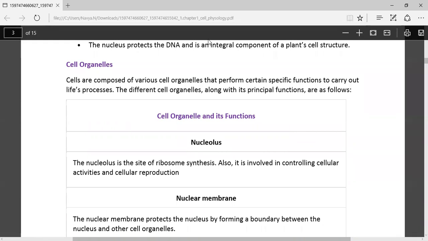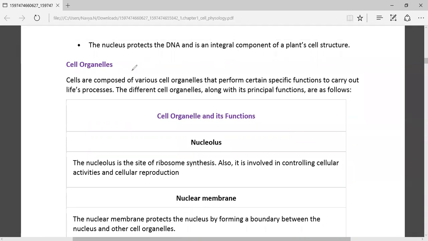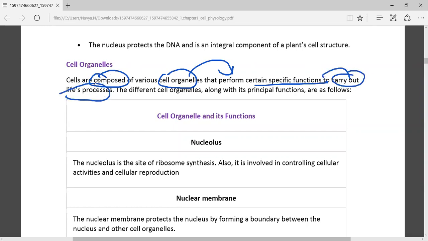And here we have the cell organelles. Let us know what are cell organelles. The cell organelles means various parts of the cell. And what do the cell organelles do? They perform certain specific functions, and that function is to carry out the life processes. The different cell organelles along with their principal functions are as follows. The cell organelles and their functions, let us look at this.